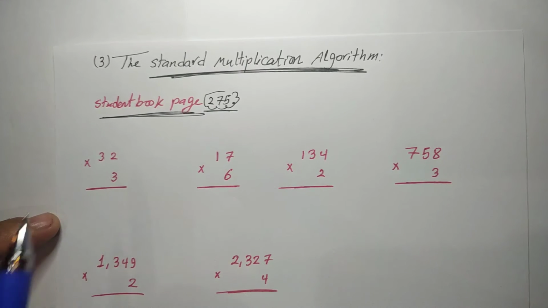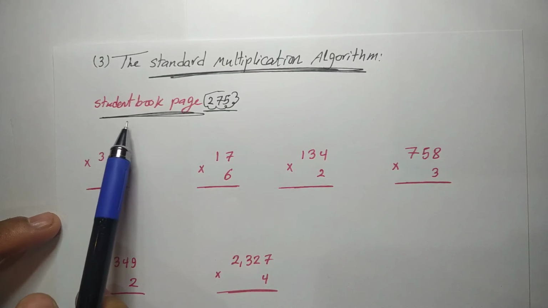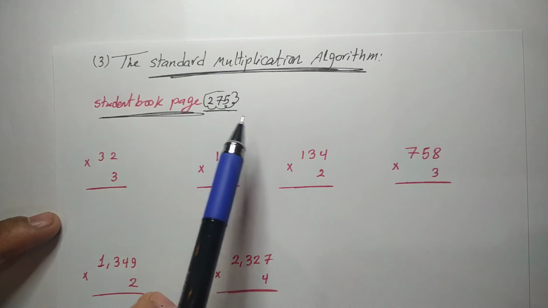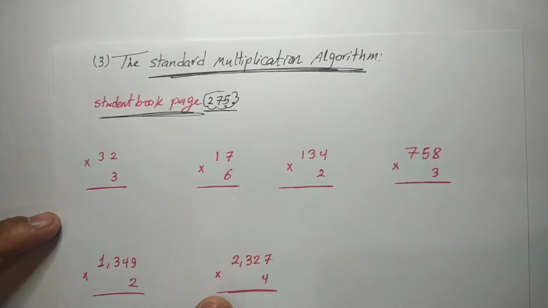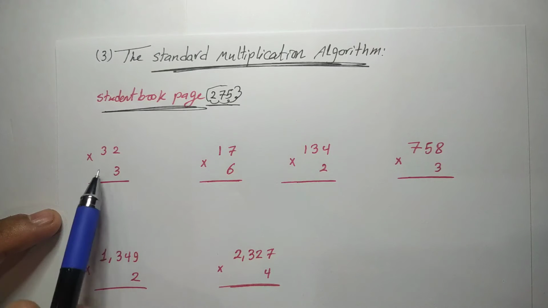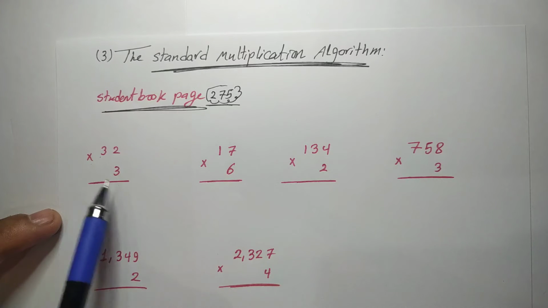Again, I use examples from the student book, page 275. The first example here, 32 times 3. It's easy to make like this. 3 times 3 or 3 times 2.